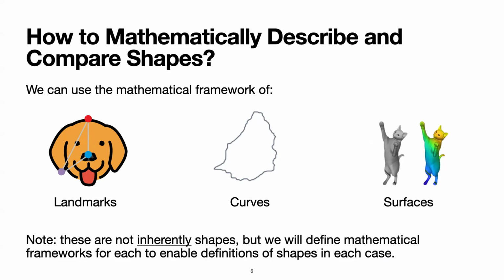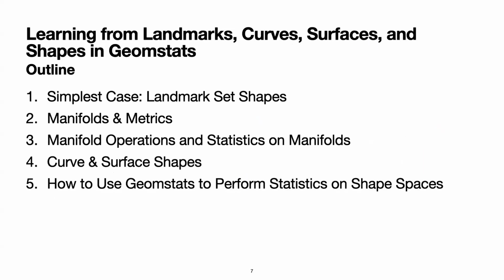So first, we'll do landmarks because those are the simplest. Then we'll go on to manifolds and metrics because those are pretty important in understanding shapes and shape spaces. Then curves and surfaces. And finally, after we've developed all of the theory, we'll move on to how to use Geomstats to perform statistics on shape spaces. And I think that for a lot of people, this fifth bullet point will be the most useful.